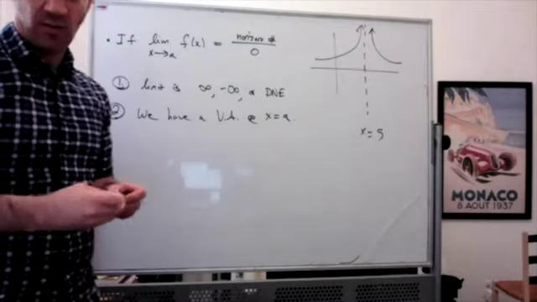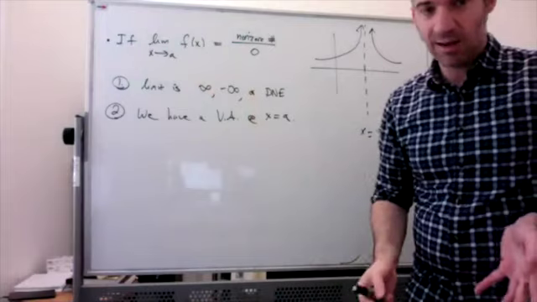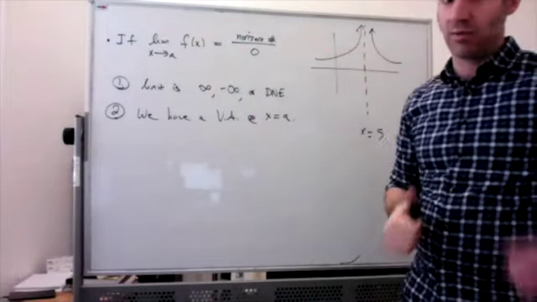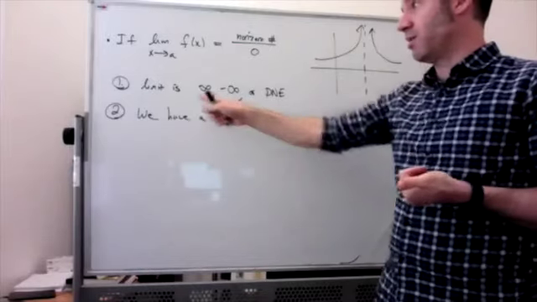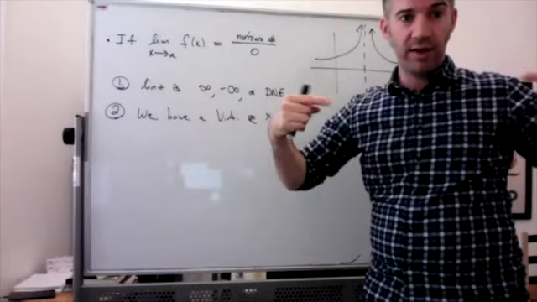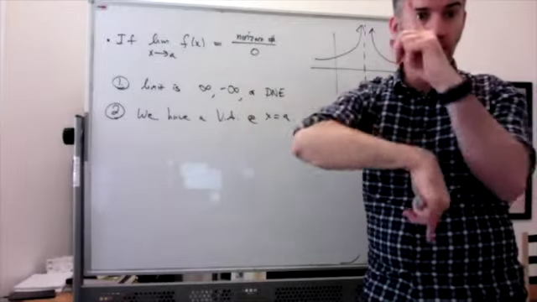So again, let me say that one more time. If you're doing a limit and you plug in a and you get some non-zero number over 0, that automatically means we're going to have a vertical asymptote at a. And furthermore, the limit is either going to be infinity if they both go up to infinity, negative infinity if they both go down to negative infinity, or not existing if one goes up and one goes down like that.